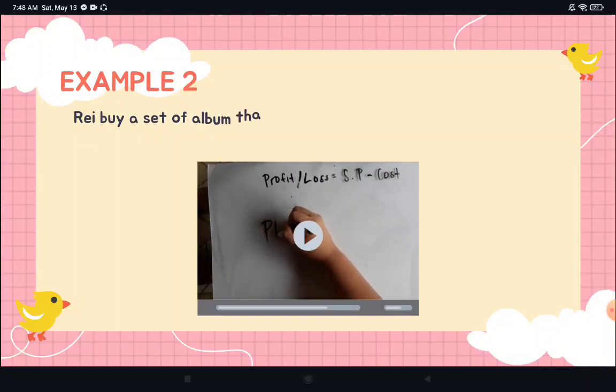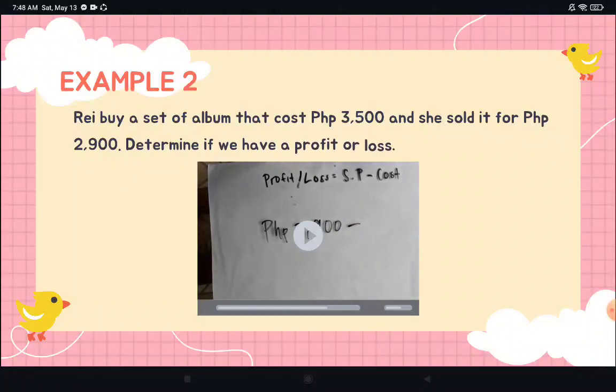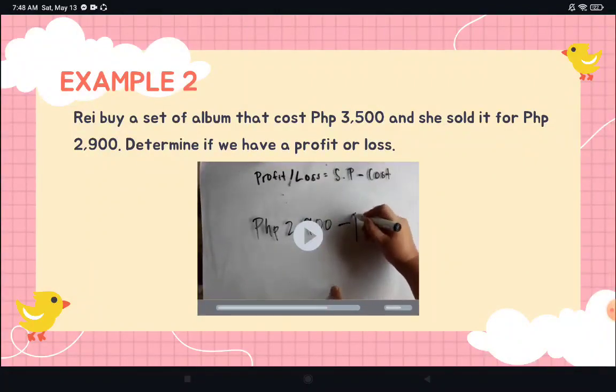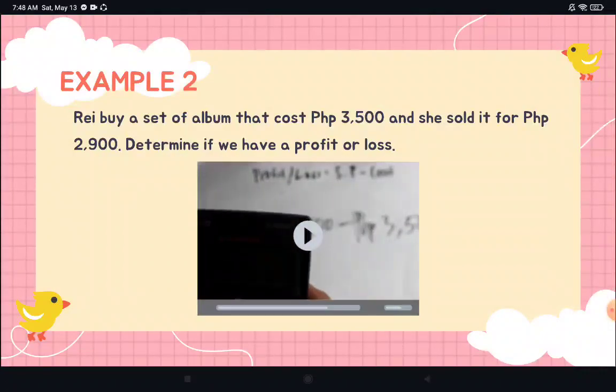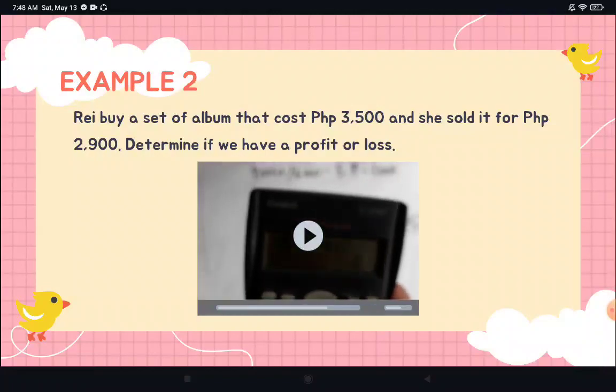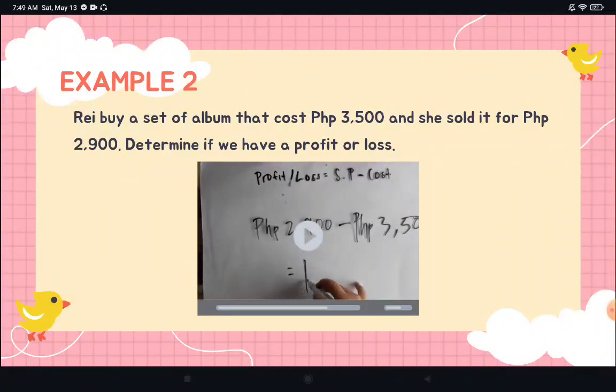And next problem, Ray bought a set of album that cost 3,500. And she sold it for 2,900. Determine if you have a profit or loss. So we got negative 600. So Ray has lost 600 in buy and sell.